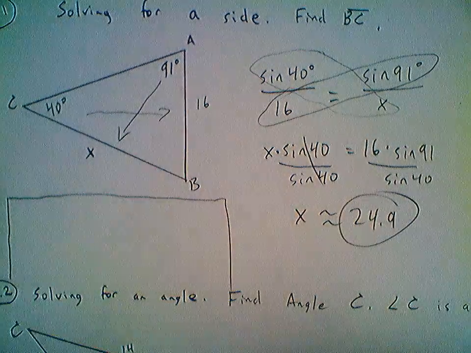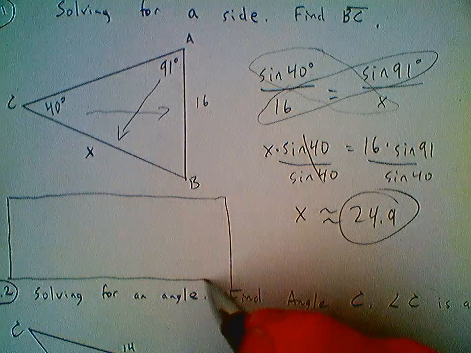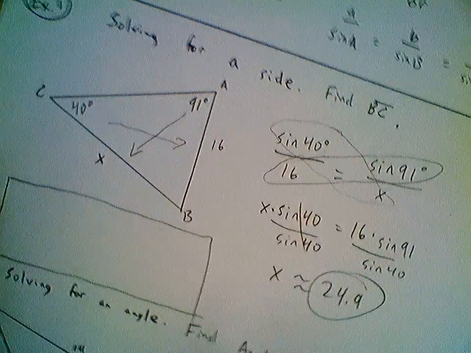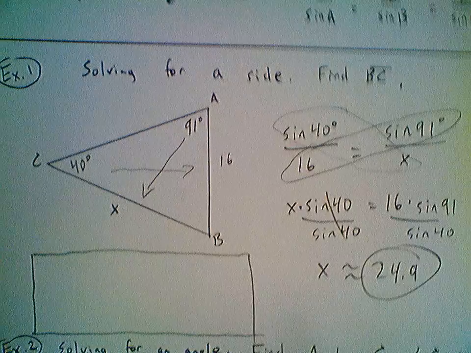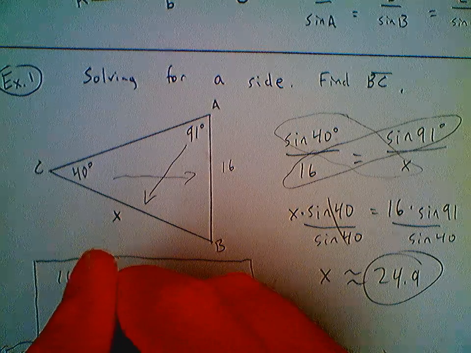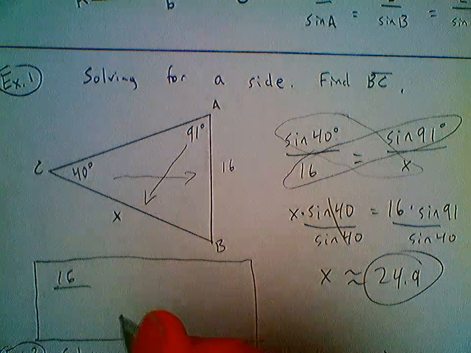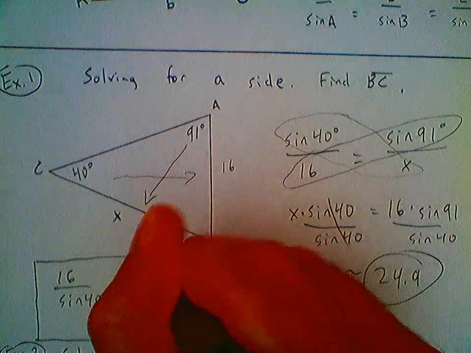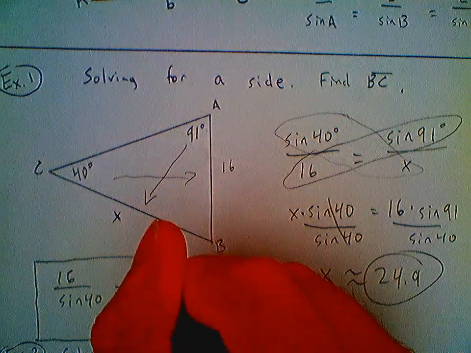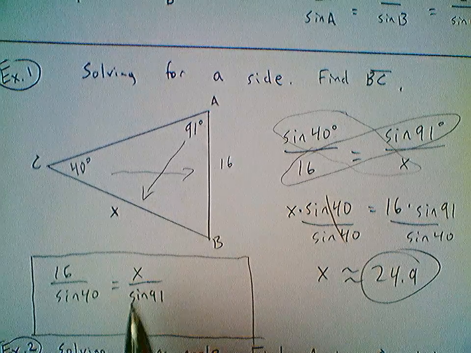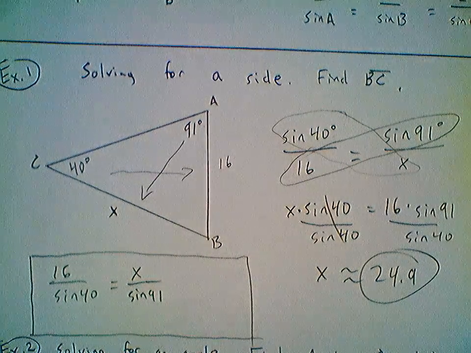Now, alternatively, we could have set up this problem with the sides on top if we wanted to. Let me show you what that looks like, although I'm not going to bother working it out all the way since we've already got the answer. But just so you're aware, we could also set up this problem just like this: 16 over sine of 40 equals X over sine of 91. And we could have solved that for X and we would arrive at the exact same answer.